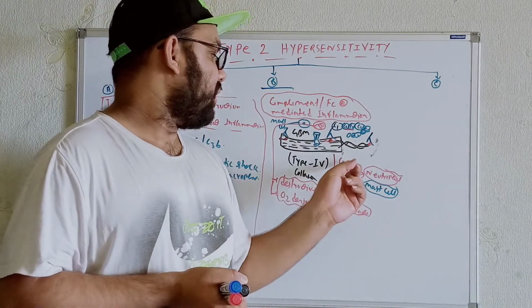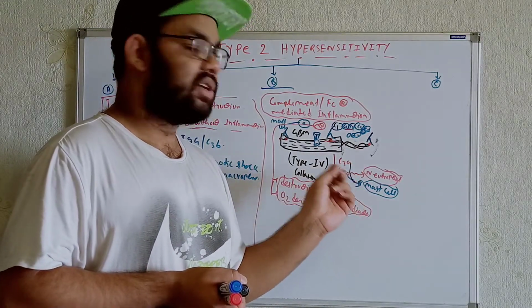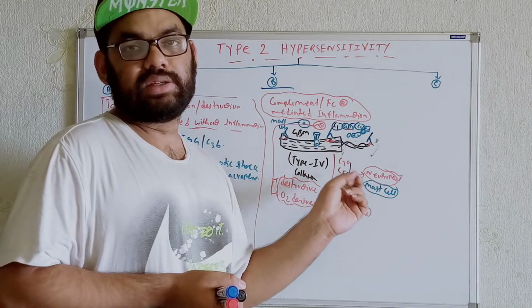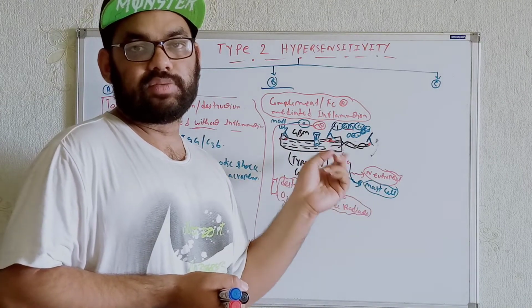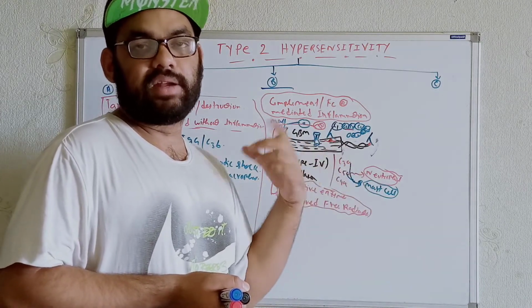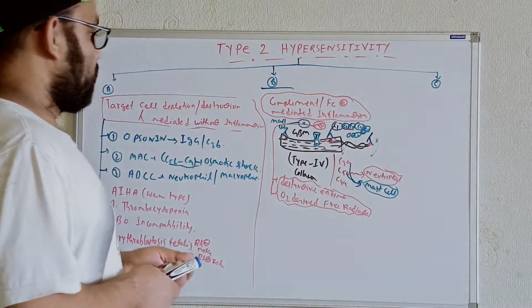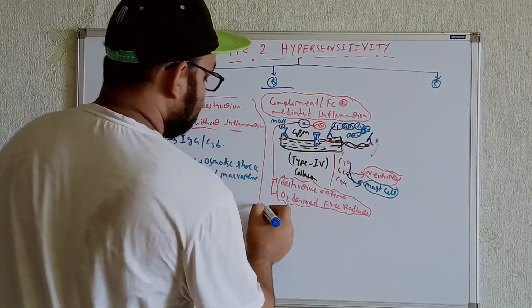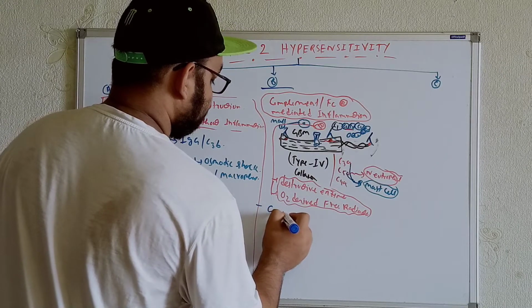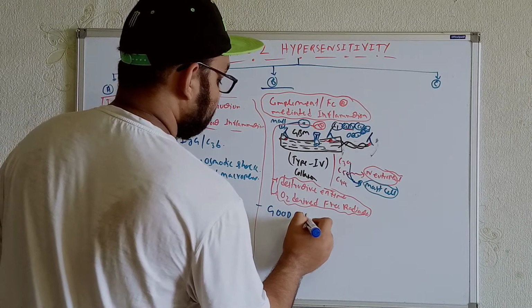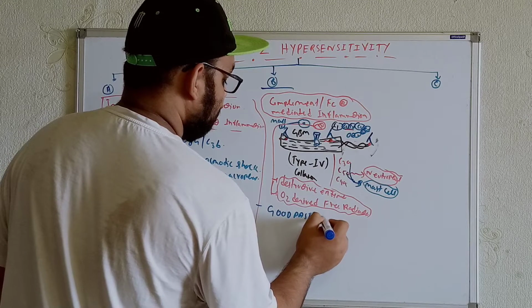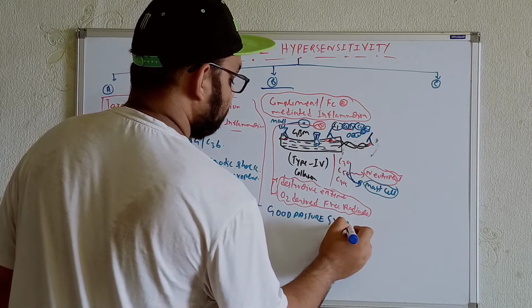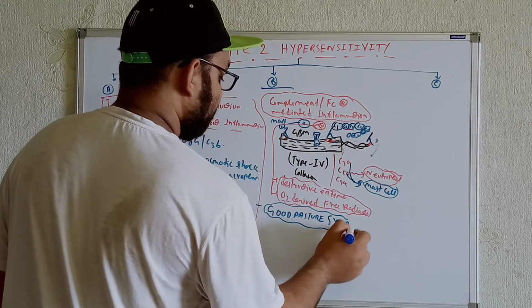C3a, C5a and C4a will also be produced, and these are the chemotactic factors for attracting the different kinds of inflammatory cells. So what is this type of disease known as? Goodpasture syndrome. Now, Goodpasture syndrome we can see in these cases.